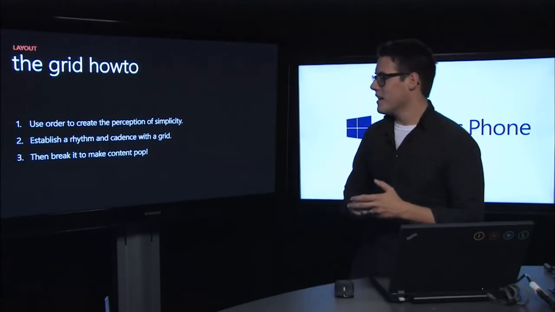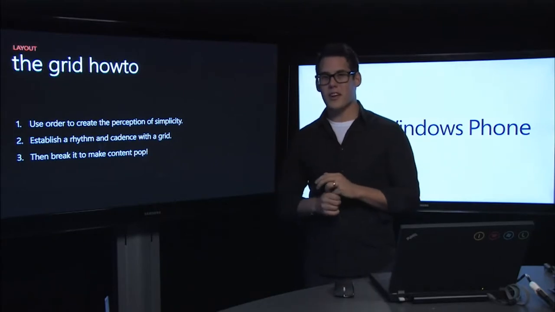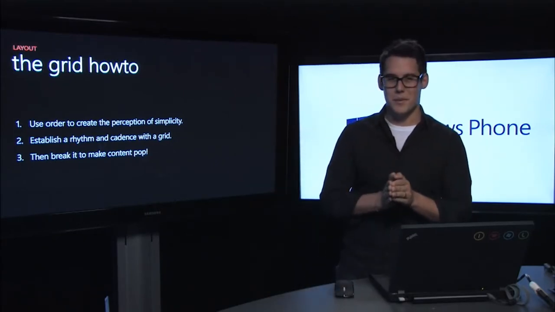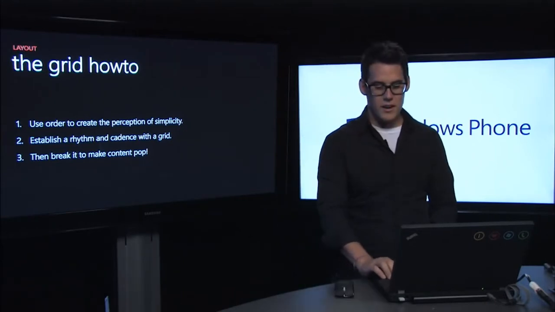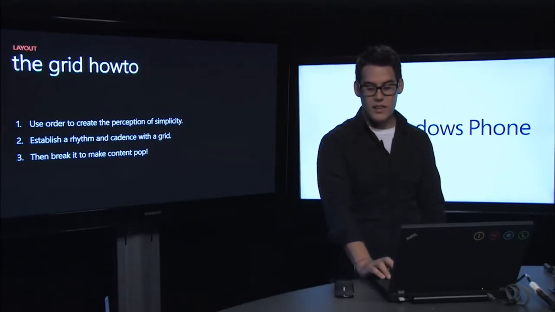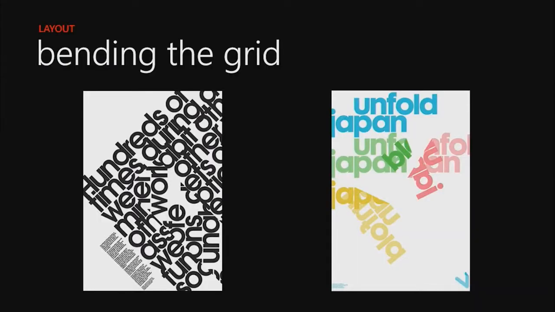The last thing, you can break the grid or bend the grid to make your content pop a little bit. We do this very little. We do this on the start screen. We do this a little bit on the lock screen. I don't want to go into this too much because I don't know what your final UI will be like, but once you've got a great established grid, the best way to make any piece of content pop is to put it right outside of that grid.